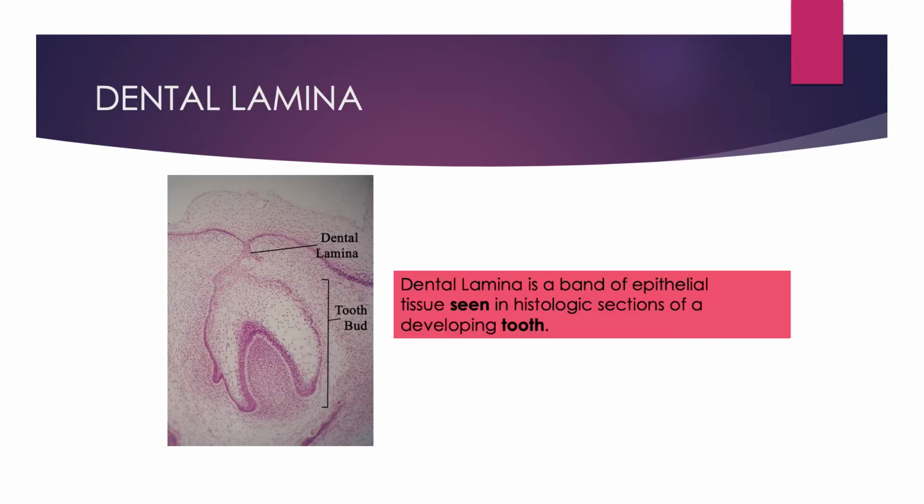In this photomicrograph, we can see that the dental lamina is a band of epithelial tissue seen in histologic section of a developing tooth. The dental lamina is the first evidence of tooth development and begins in humans at the 6th week in utero, or 3 weeks after the rupture of the buccopharyngeal membrane.